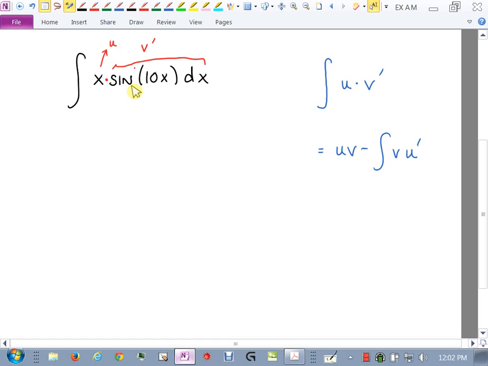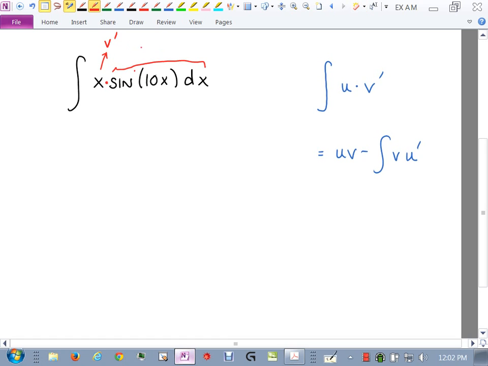All right. Now, just to show you, if I would have done it the other way around, v prime, and then this would have been u, you could argue that, look, I can take the derivative of u, right? I can do that. It would be what? 1/10 cosine, or 10 cosine, whatever, right? And then you could take the antiderivative of x. The antiderivative of x would be what? 1/2 x squared. But now your new integral has 1/2 x squared in it and cosine, right?